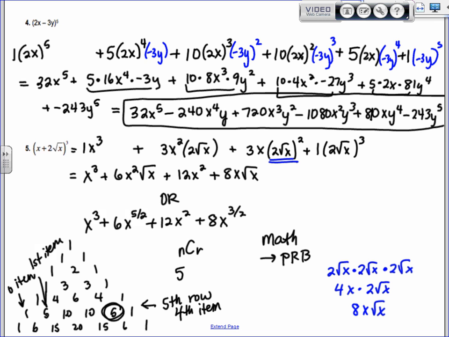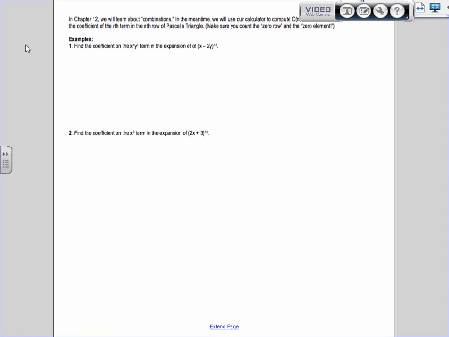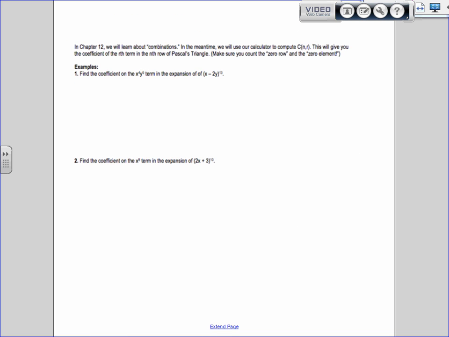So if I want, like I said, the 13th row and maybe the 2nd item, I would do 13 nCr 2. We call that choosing. 13 choose 2 is how I'll often read that. So as we do these problems, we're going to use that. In chapter 12, we're going to learn a lot more about combinations. In the meantime, we're going to use our calculator to compute nCr. Now, I often will notate this as n over r in parentheses, no fraction. It's not a fraction. n over r. So we read that n choose r.